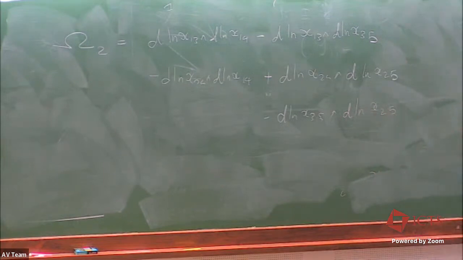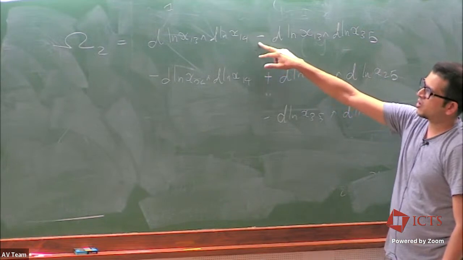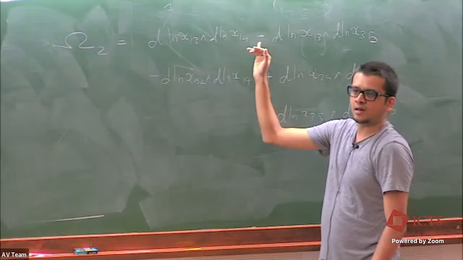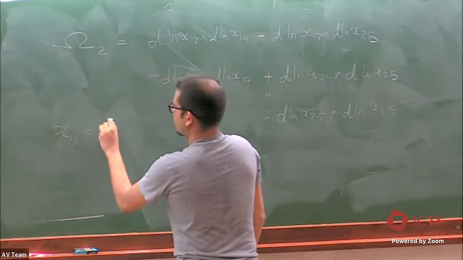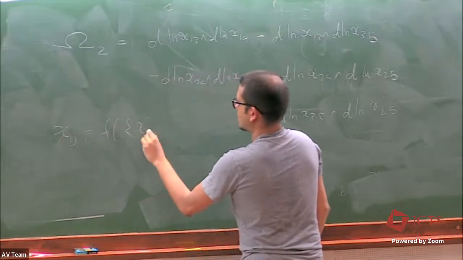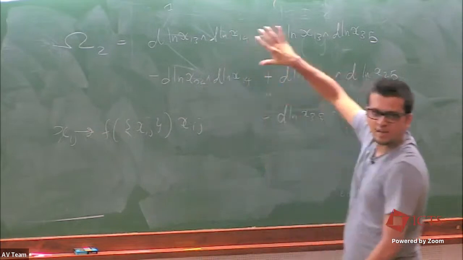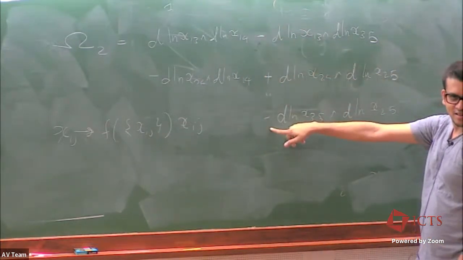And one easy way to understand where the signs are coming from is that because you're in projective space, it shouldn't matter if you scale all the x variables with the same function. So if I scale all the xij's with some function of xij, then this form should remain invariant. And you can actually check that the signs ensure that this form remains invariant.